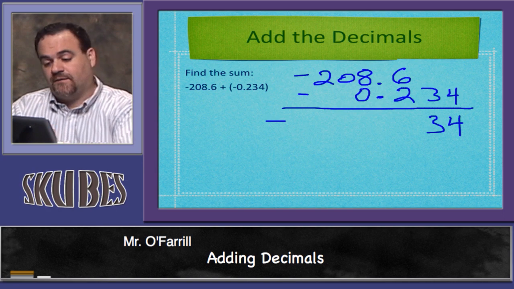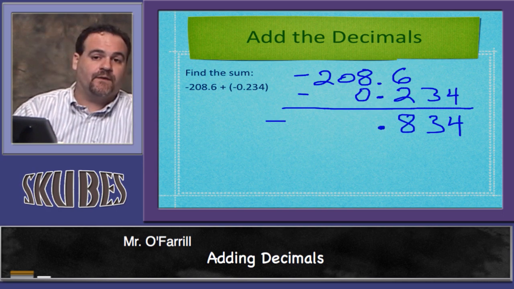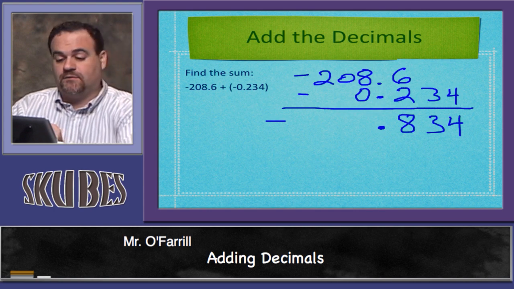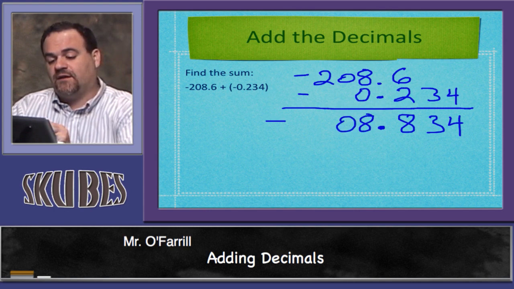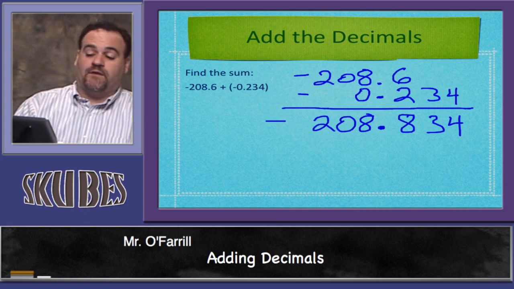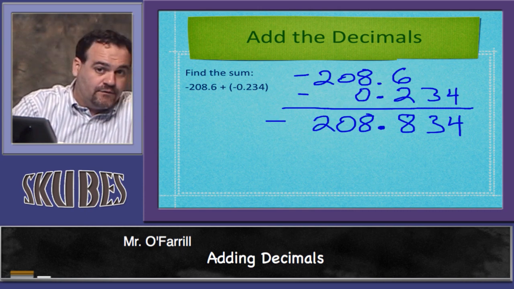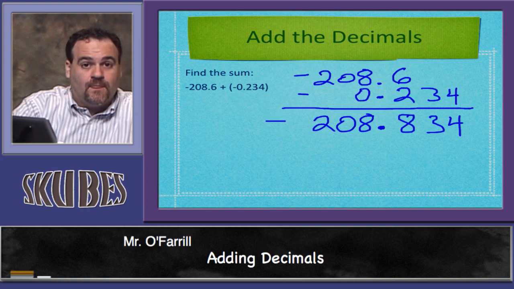6 plus 2 is 8. Bring down the decimal. 8 plus 0 is 8. And these other numbers don't have anything to group with them either. And there's our final answer, negative 208.834.